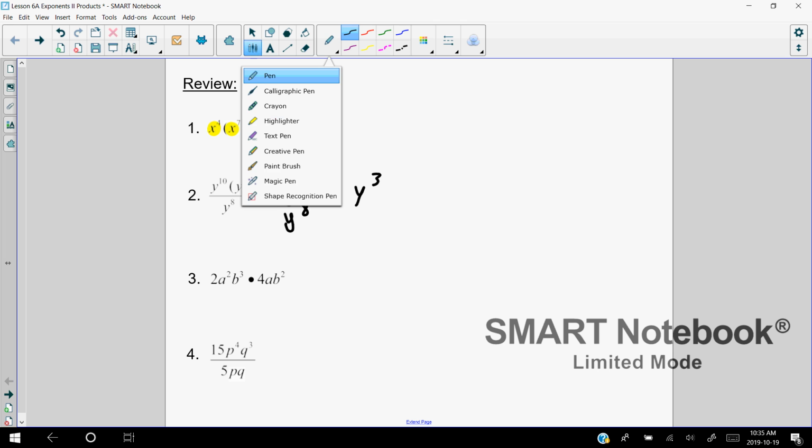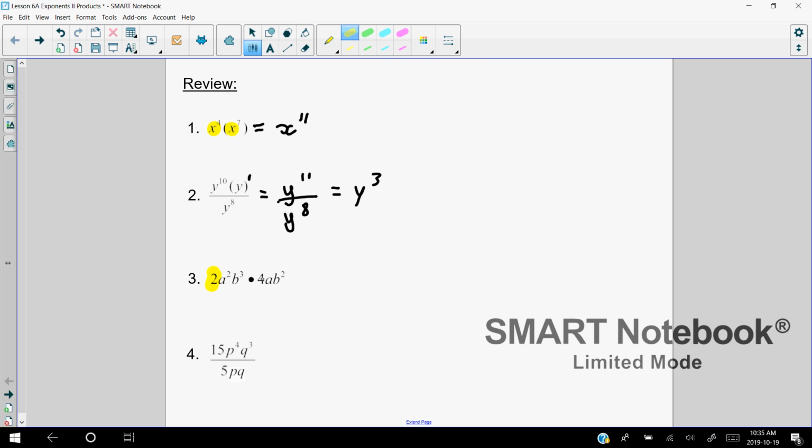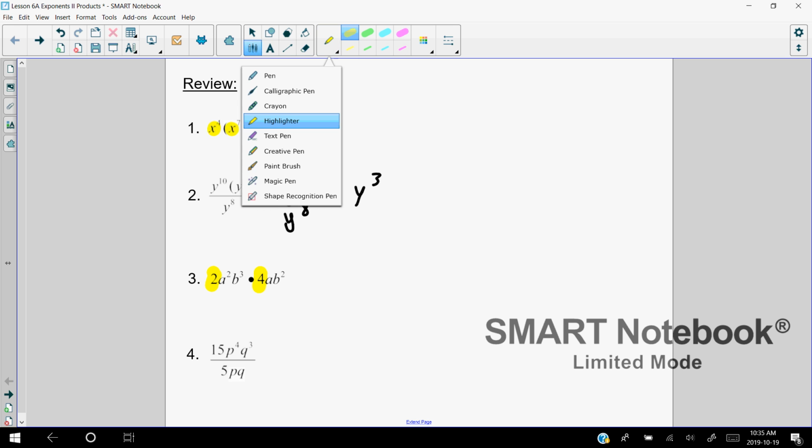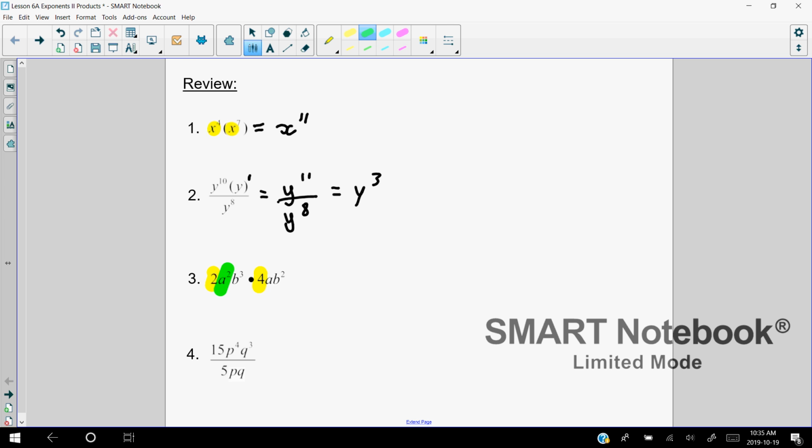Now, next one we have to throw in a little bit trickier. We have a few different elements. We have coefficients, which are the numbers in front of the variables. Then we have a's, and then we have b's. So first off, I'm going to deal with my coefficients. The coefficients you multiply regularly. So I multiplied 2 times 4 to get 8. For my a's, I'm going to add the exponents. Remember the invisible 1, so it becomes a to the power of 3. And same thing for the b's, b to the power of 5. And this is my simplified answer.